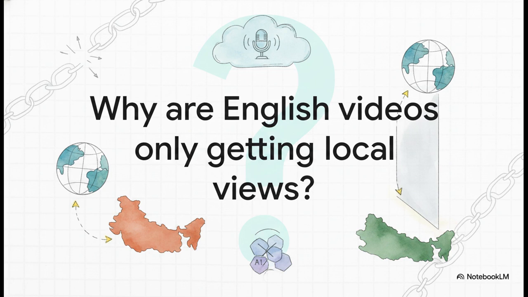You put in the hard work, you intentionally decide to make your videos in English specifically to reach a broader global audience. But then you hit publish, you eagerly check your analytics, and no way. You realize you're still hitting this massive geographic wall. The views are exclusively coming in from your local region, whether that happens to be India, Nepal, or anywhere else. You're basically trapped in this localized bubble despite using a global language.